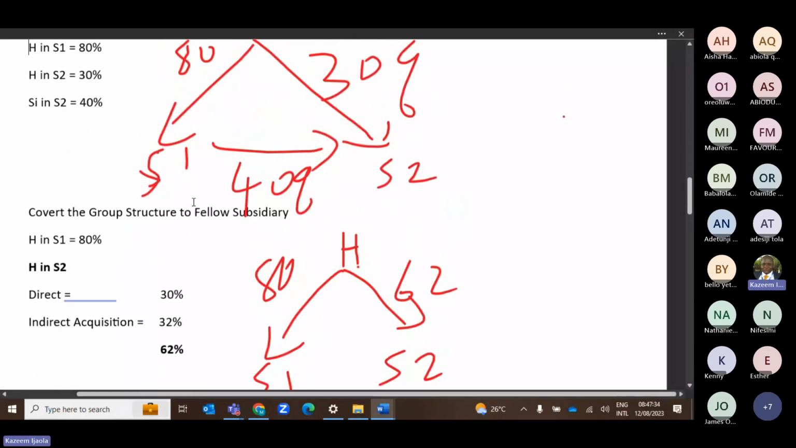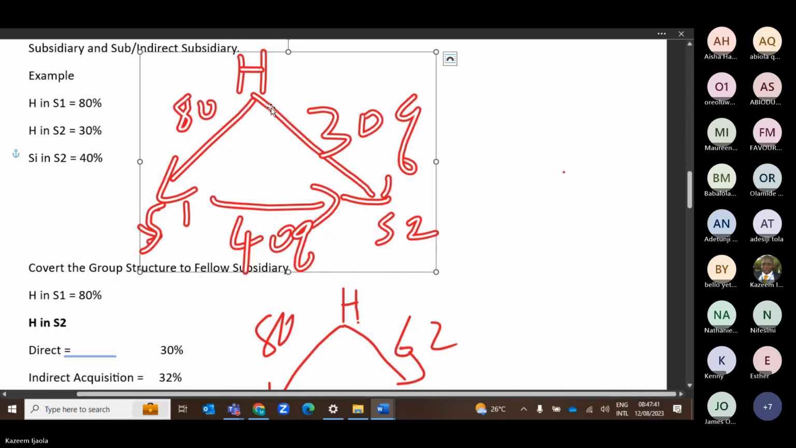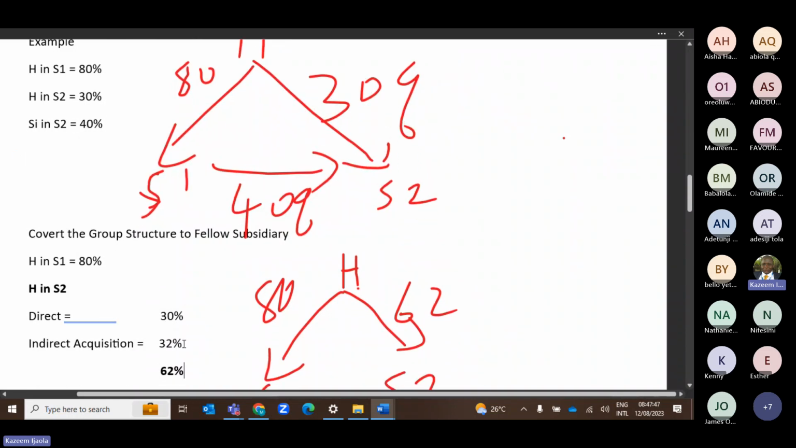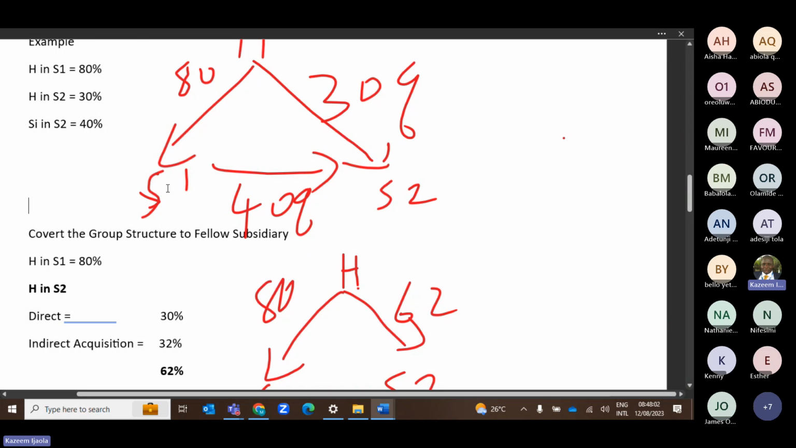Okay. For the 30% now, that is what H directly owns in S2. Now this is clear, this is 30%. Can you see it? Yes, sir. Then the indirect acquisition, you have to go back to our previous explanations on subsidiary. Your indirect acquisition basically is 80%, which is what H owns in S1, multiplied by 40, that is what S1 owns in S2. That's 80 times 40. That is your indirect acquisition.